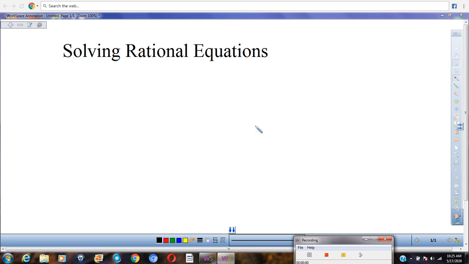Good morning. So today we're going to talk about solving rational equations. We've done this in the past, so this is a review, but we're going to need it again to expand, so I wanted to review. When we talk about solving rational equations, we have several steps we've talked about in the past, so let's start with those.